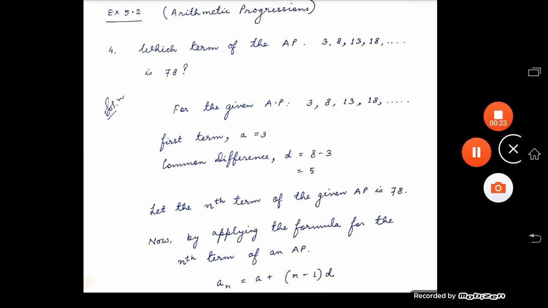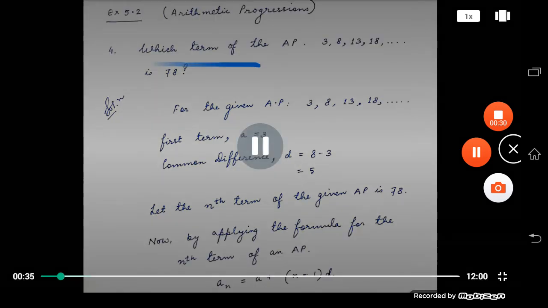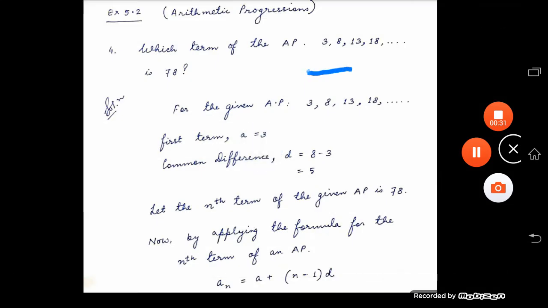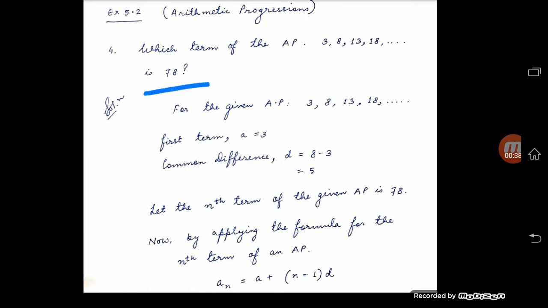First question. Let us go to the first question, which says: which term of the AP 3, 8, 13 and 18 is 78? So we have to find which term of this given AP is 78. That means you have to find where 78 lies in this given AP. So let us proceed to the solution.